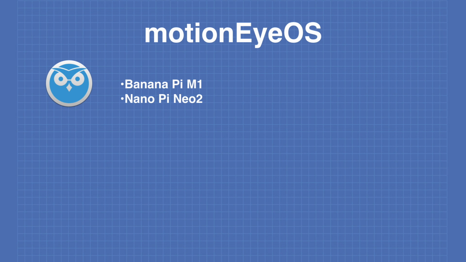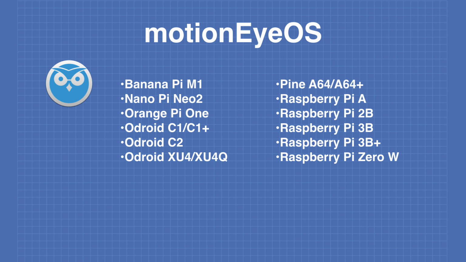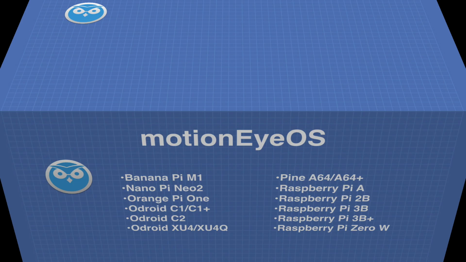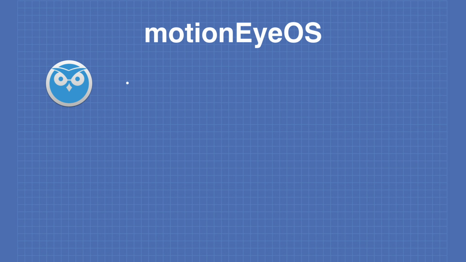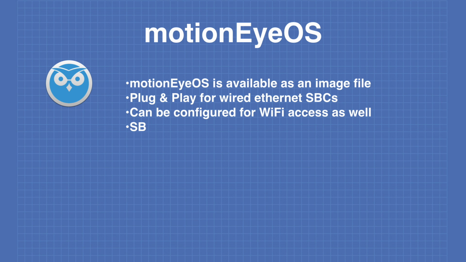Here are some of the single-board computers supported by motionEyeOS. motionEyeOS is available as an image file. The product is plug and play when you use a wired Ethernet single-board computer. You can also configure it for Wi-Fi access. A single-board computer running motionEyeOS can run unattended.